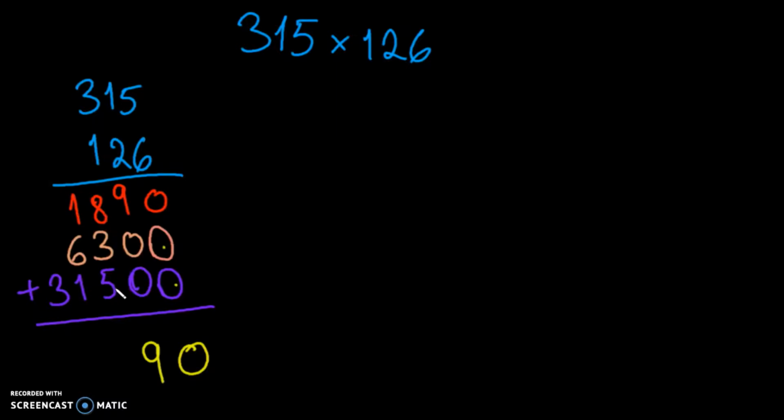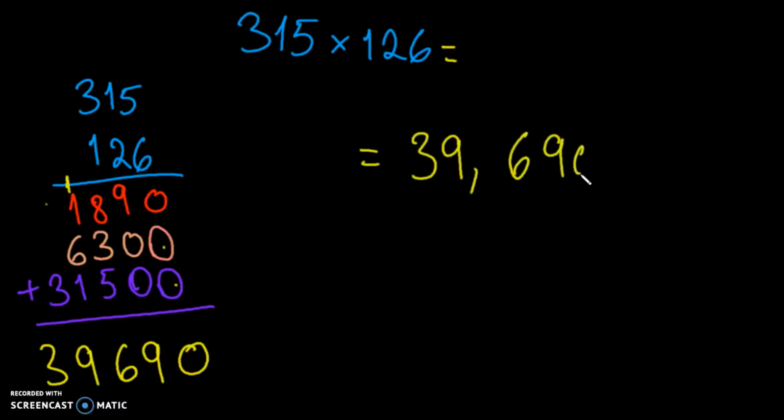8 plus 3 plus 5, we can say 8 plus 8 is 16. 1 plus 6 plus 1, 8, and we add 1 here, 9. 3 plus 0, because we have nothing here, is 3. So the answer here is 39,690.